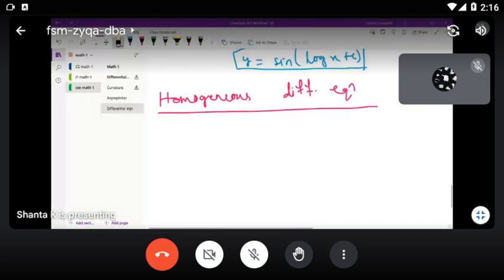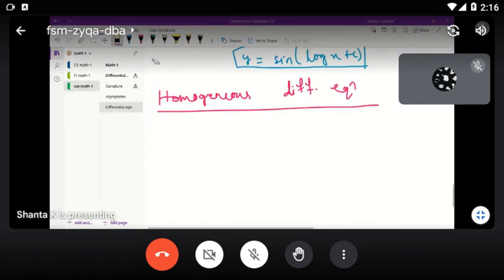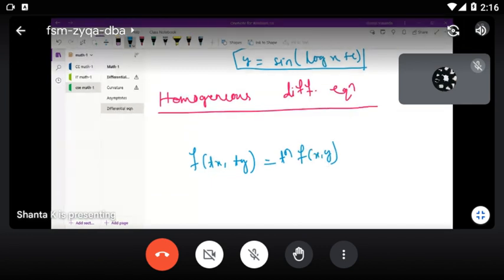Degree of numerator equal to degree of denominator. Okay, so the other way, if you write it this way, normally if you go for the equation, it is f(tx, ty), and you can take this t power n out, and you will have f(x, y). Like in every term, you should get a power t power n. So degree of each term is constant. This is for the normal equations.